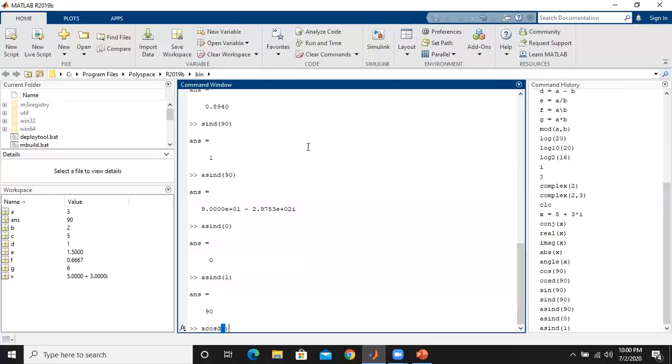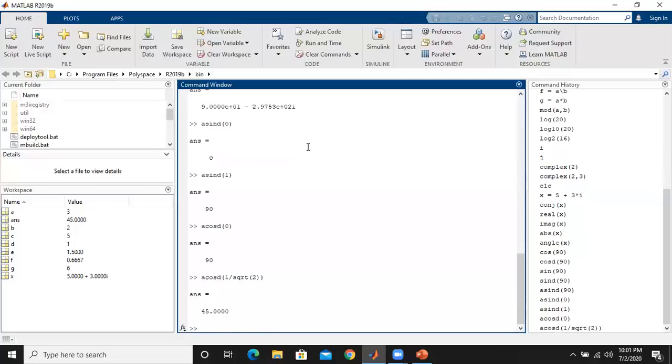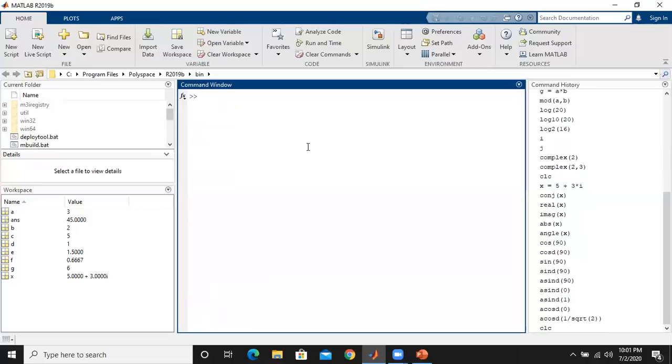Whatever you really want to verify, you can verify. Now I can also go for acosd of 1 by square root of 2. So the value will be 45 degrees. So I will get the answer as 45 degrees. Okay, so like this I can do. Let us clear the screen now.